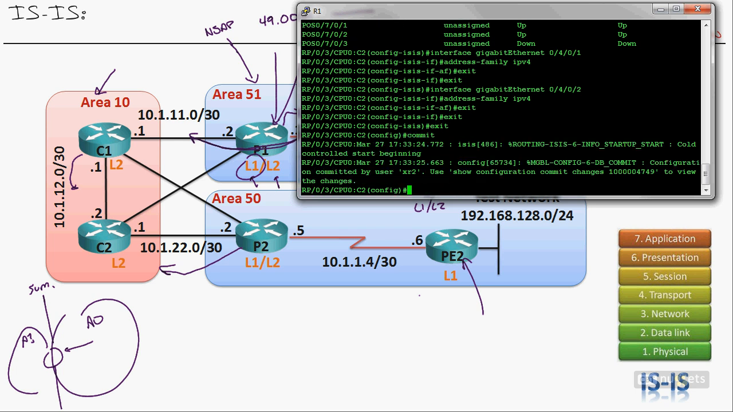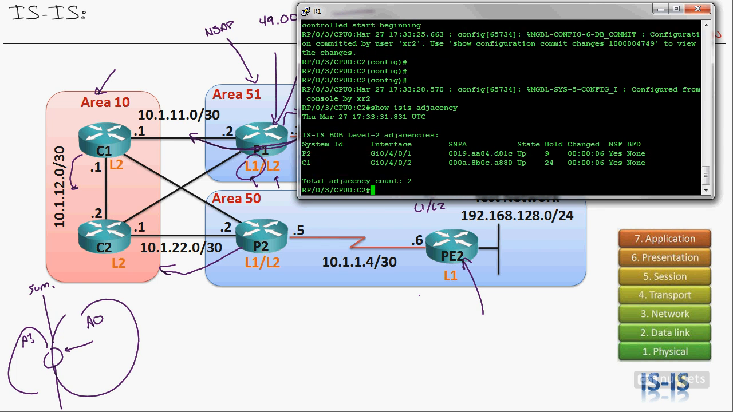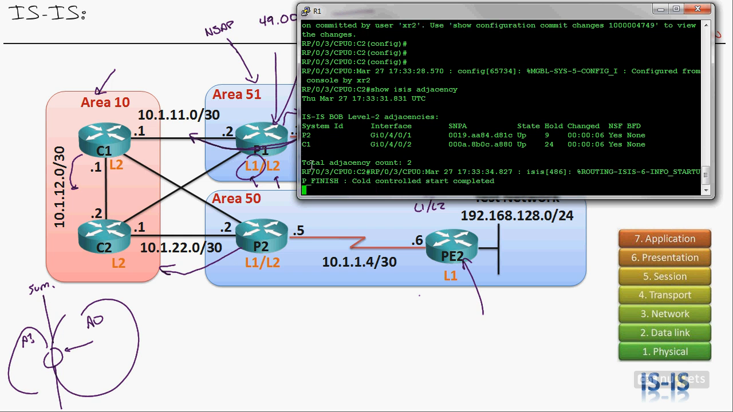Good. We now have ISIS up and running. Let's do a show ISIS adjacency. And we should see, yep, there we go. P2 and C1, both of them with MAC addresses. And you can see the ISIS is starting up, but we're already there.